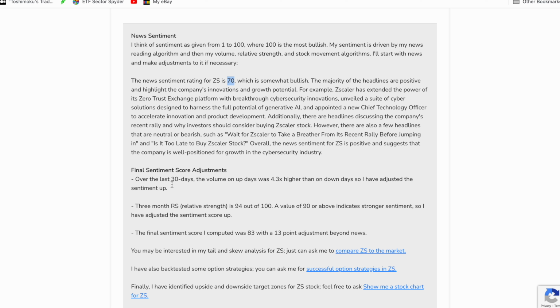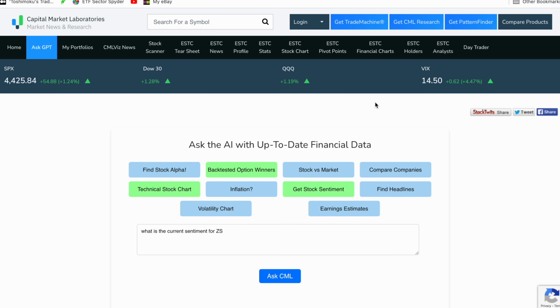Okay, but then if we look at the sentiment score adjustments over the last 30 days, the volume on up days is 4.3 times higher than it was on down days. That's something bullish. And then the 3-month relative strength is 94 out of 100. So they give the final sentiment score an 83 out of 100. That's pretty bullish, so that checks out. So we have something here.